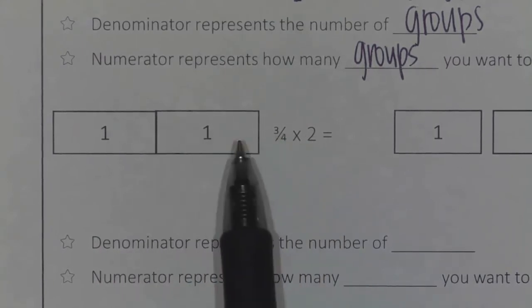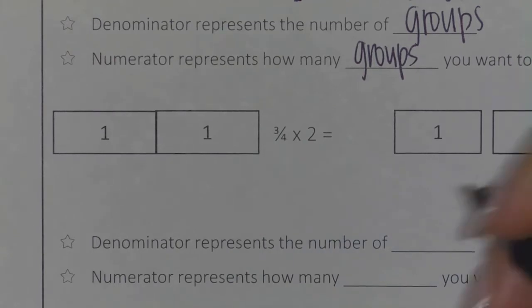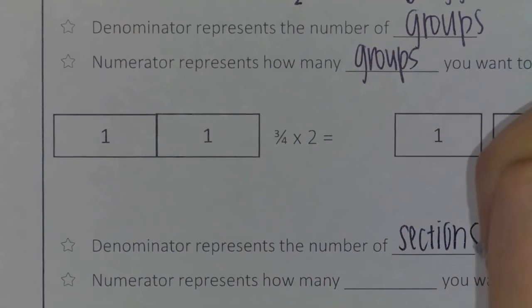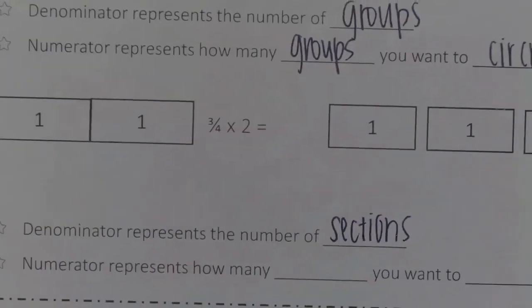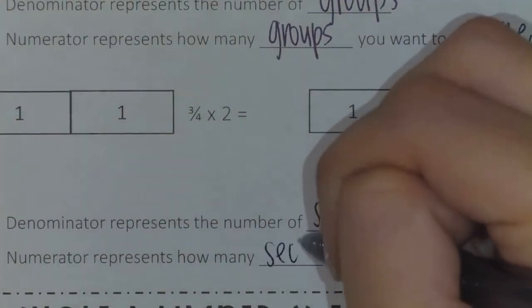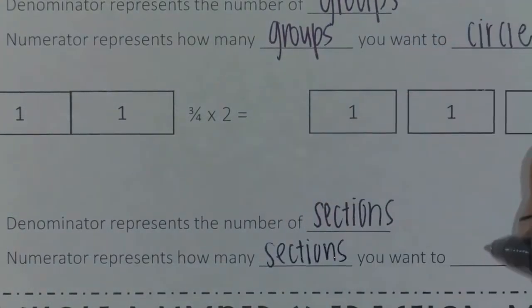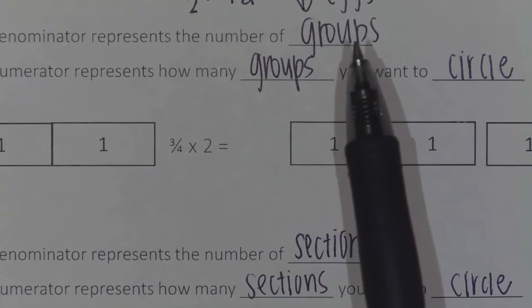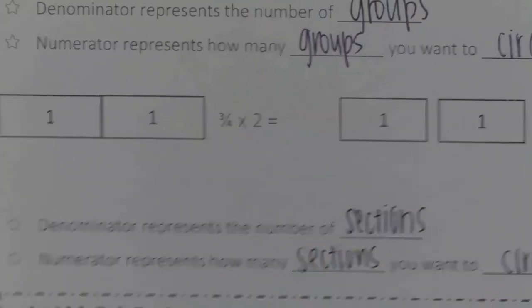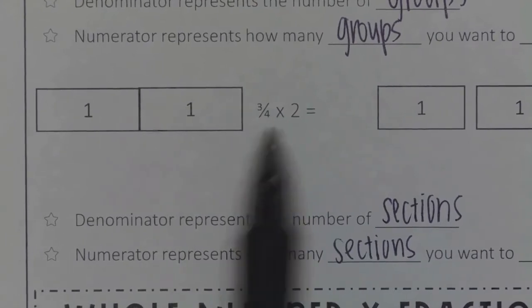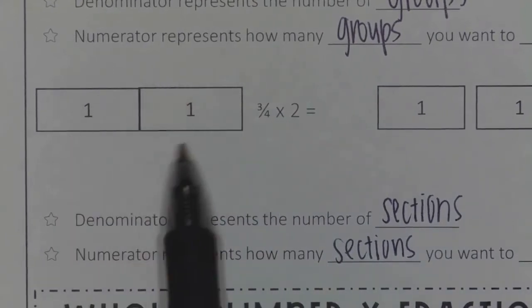So this time when we have models that look like this, our denominator is going to represent the number of sections. And I'll show you what I mean by sections in just a moment. And then our numerator is going to represent how many sections that I want to circle. Okay, so kind of the same wording here, but we've just changed from creating groups to creating sections.